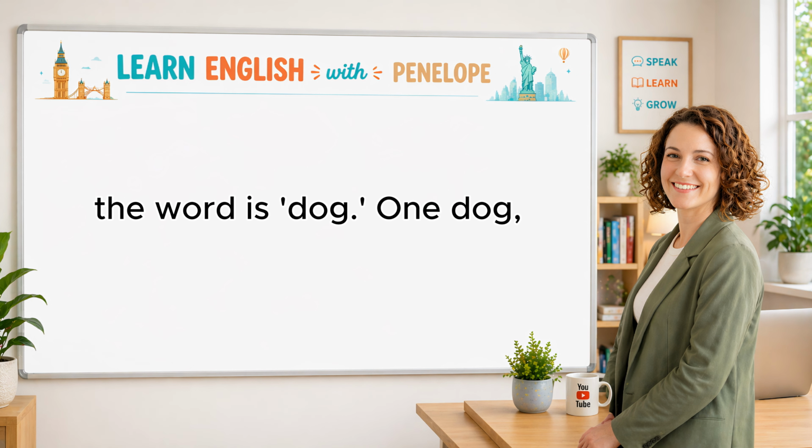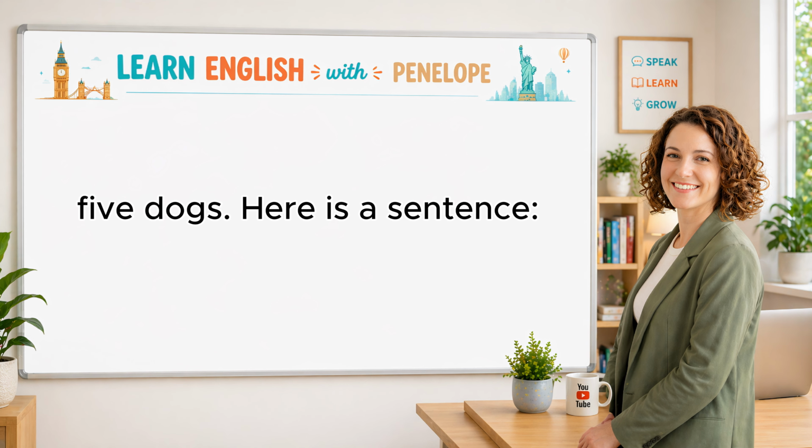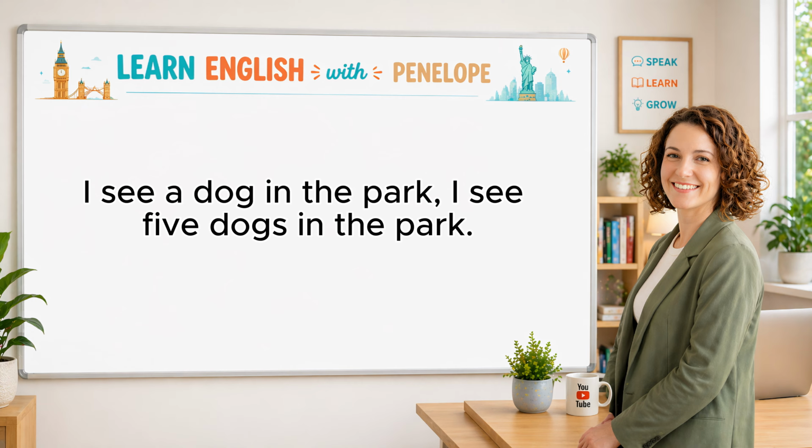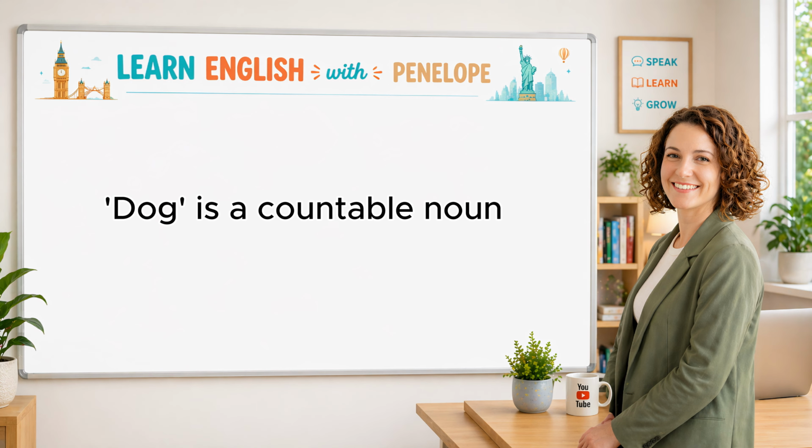Number 3, the word is dog. 1 dog, 5 dogs. Here's a sentence. I see a dog in the park. I see 5 dogs in the park. Dog is a countable noun.